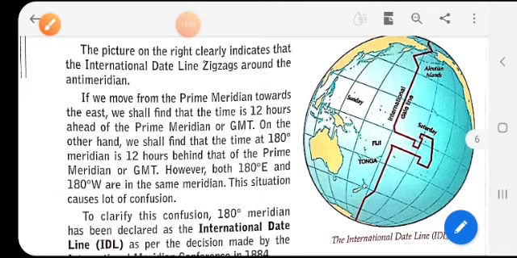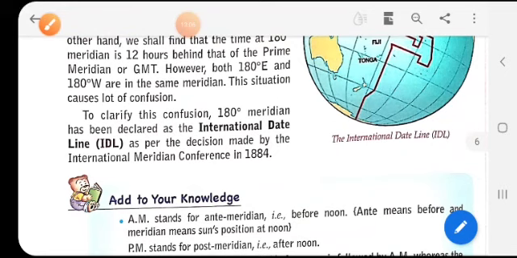So how can we sort it out? To clarify this confusion, the 180 degrees meridian has been declared as the international date line, as per the decision made by the International Meridian Conference in 1884. So children, this is all about the chapter and I hope you had a lot of fun.